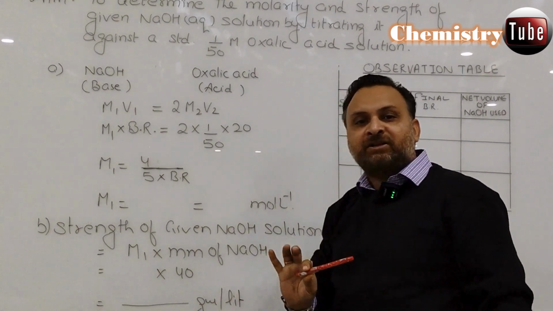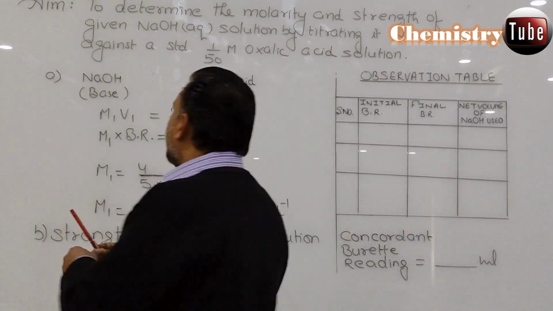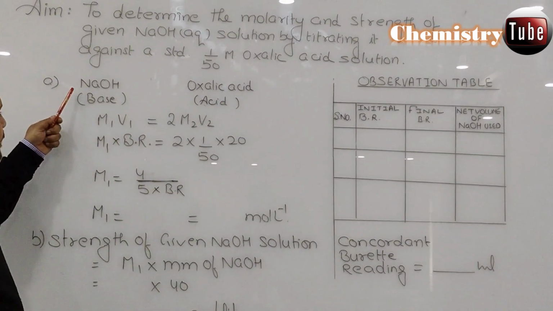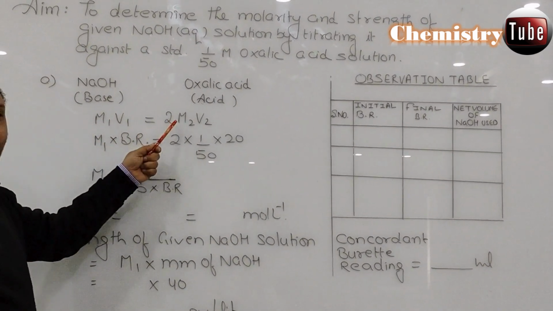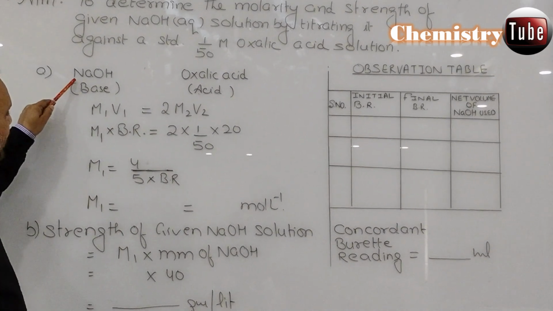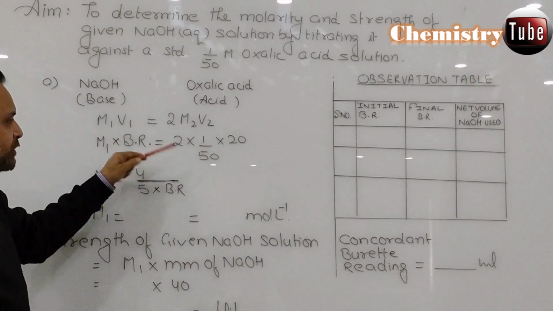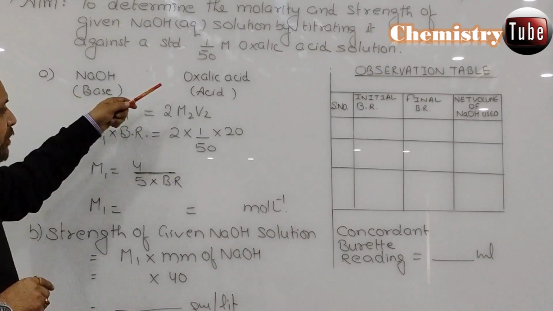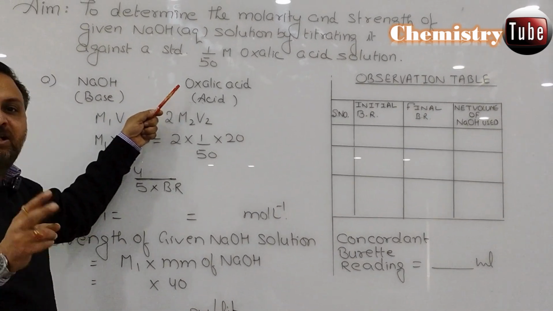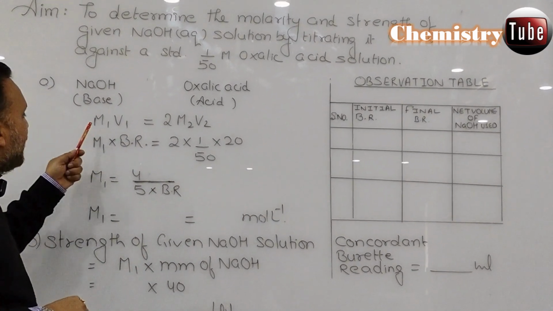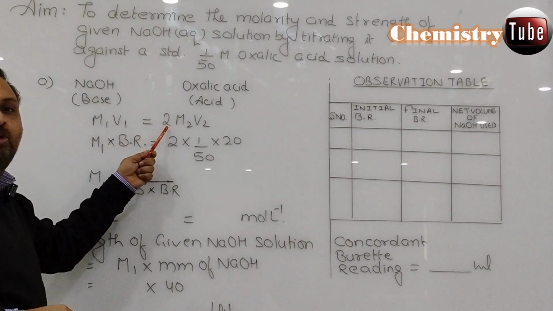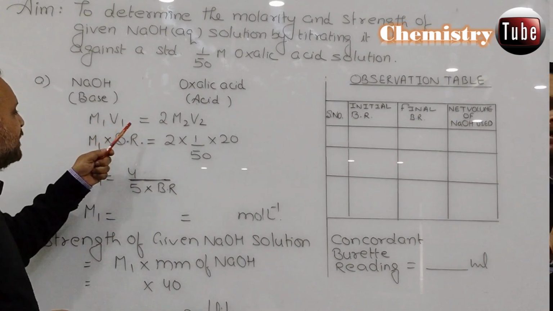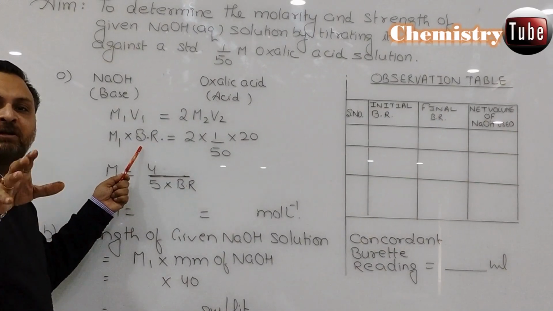To perform this titration, we have a set of formulas. First of all, the formula that we use for titration is M1V1 = M2V2. Now, this portion belongs to NaOH and this portion belongs to oxalic acid. NaOH is a base which gives 1 hydroxyl ion per molecule, and oxalic acid is an acid which provides 2 H ions per molecule. So we apply a factor of 1 here and a factor of 2 here.